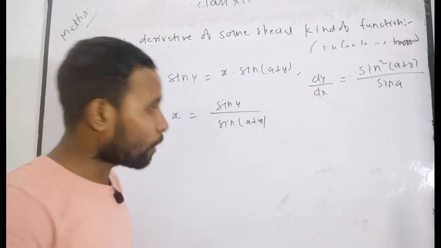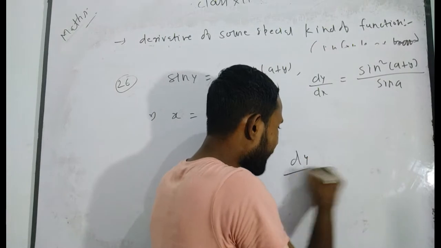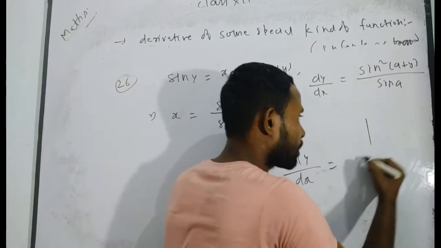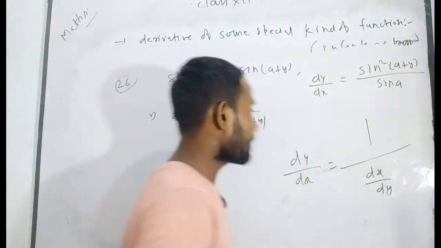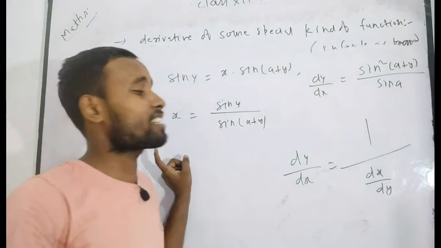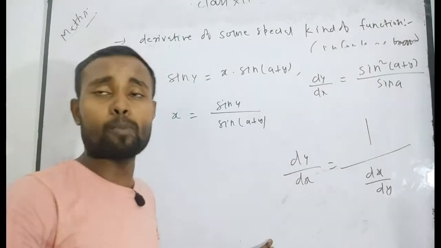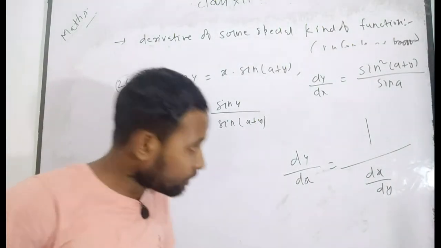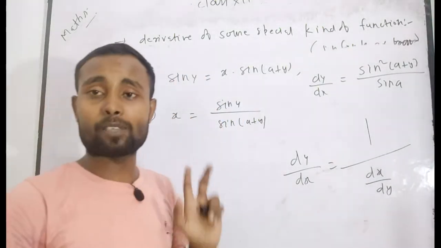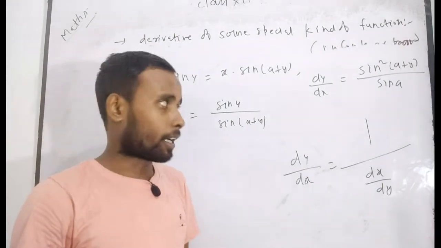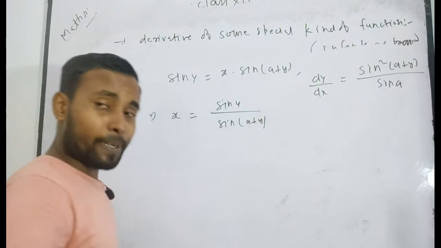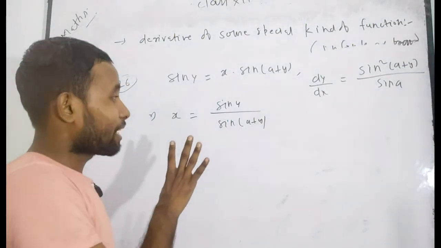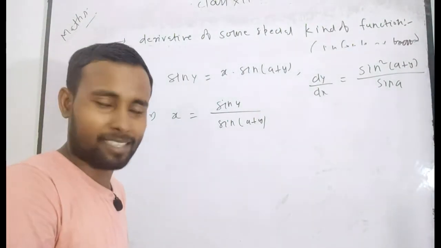Don't worry, because I want to tell you one important fact: dy/dx is equal to 1 upon dx/dy. That means if you are able to easily find dx/dy, then using this formula, using this concept, you can find dy/dx very easily. And now proceed. I want to differentiate, but be careful here, because sometimes students make mistakes.